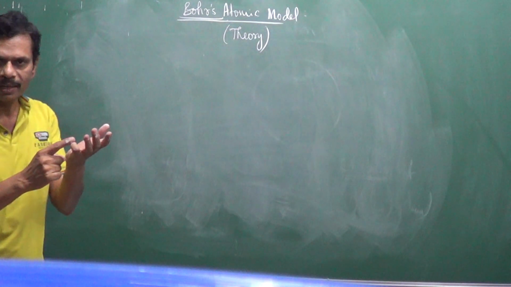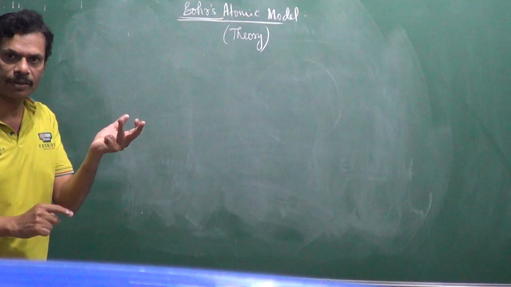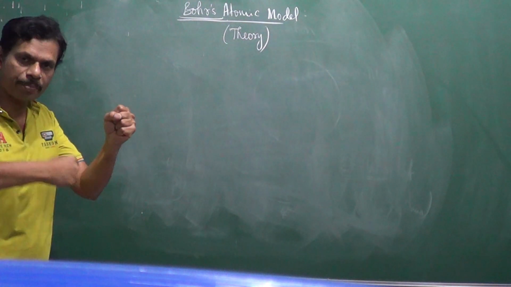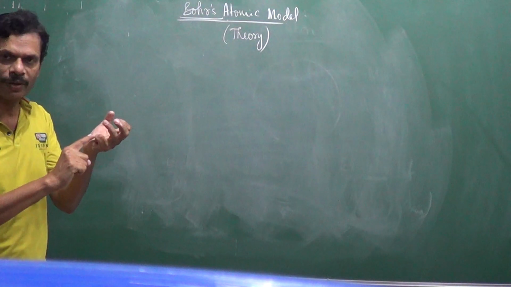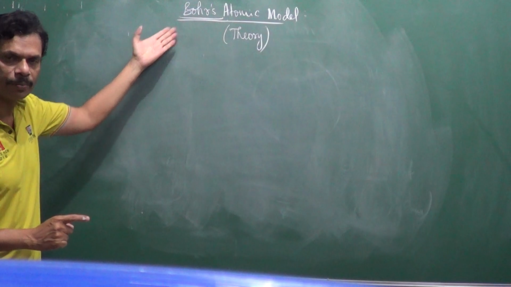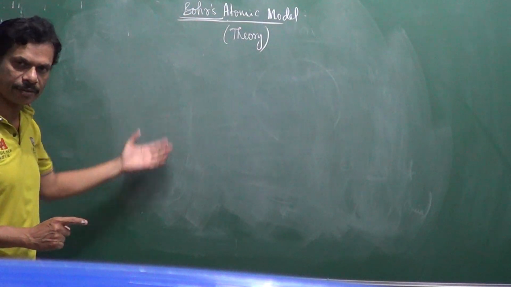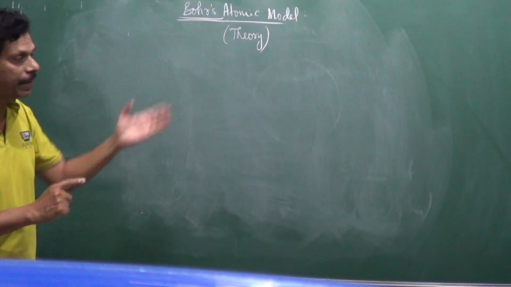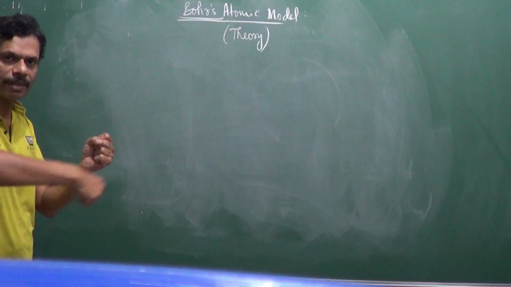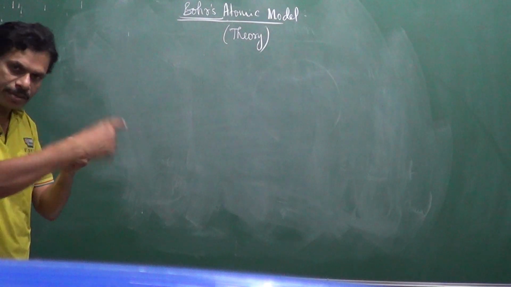We have derived the radius, the velocity of an electron, and the radius of the orbit in which the electron is revolving. That means the size of an atom is estimated here by using the Bohr derivation. Second, the velocity of the electron we have estimated, and the energy of an electron we have estimated.